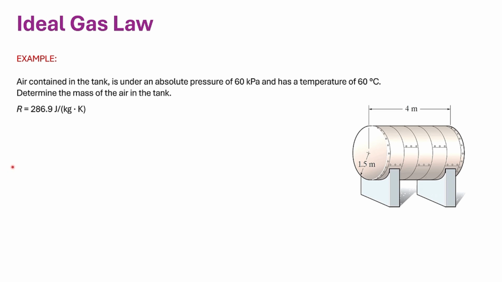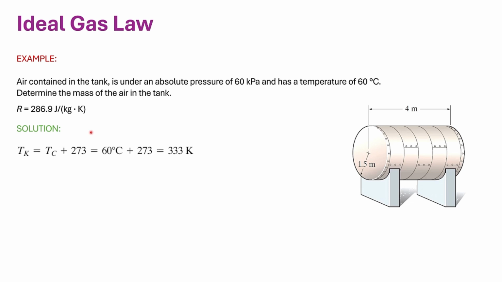Example: air contained in the tank shown in this figure is under an absolute pressure of 60 kilopascals. Again, absolute pressure is relative to a perfect vacuum. It is under an absolute pressure of 60 kilopascals and has a temperature of 60 centigrade. Determine the mass of the air in the tank. And we know that for air, the constant is 286.9 joules per kilogram Kelvin.